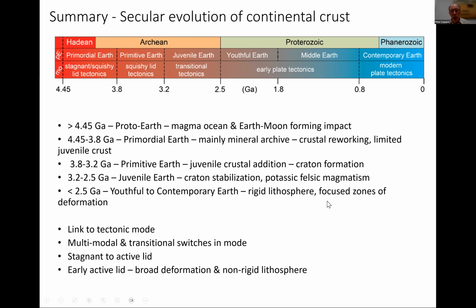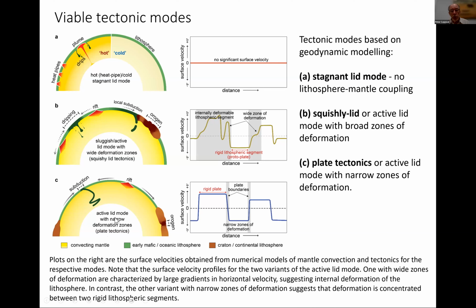The question is then, what is the relationship to tectonic mode? I think I've hopefully tried to convince you that the switches, if there are switches, are probably transitional. And indeed, because of that, we may have periods where more than one mode is operating at any one time. You could have, if you like, stagnant lid and squishy lid, or squishy lid and plate tectonics, or rigid lid operating together. And let's now jump back to this diagram, which talks about those sorts of tectonic modes.